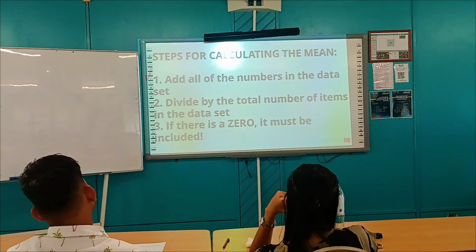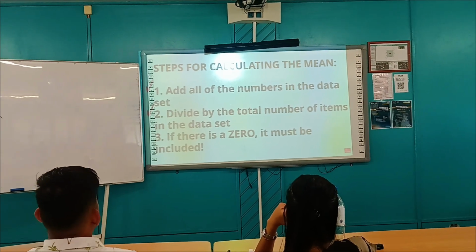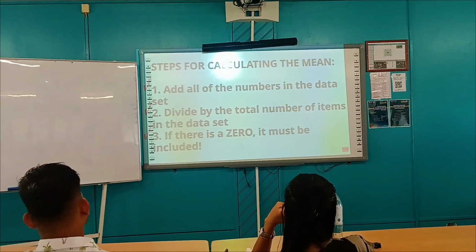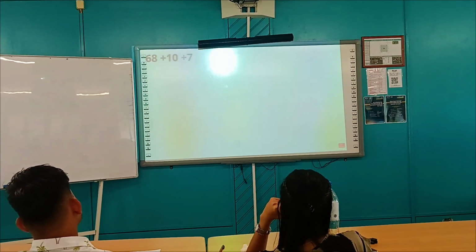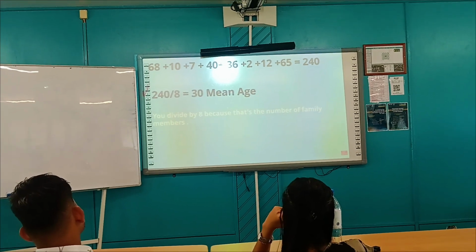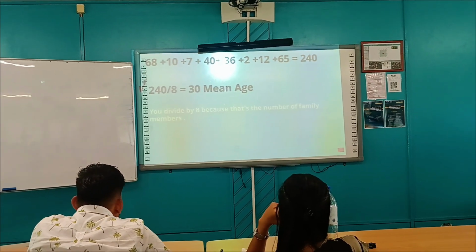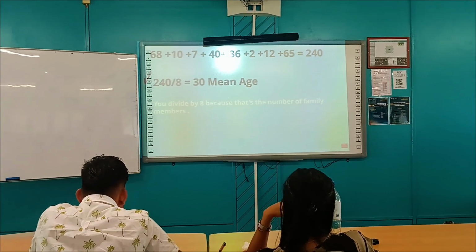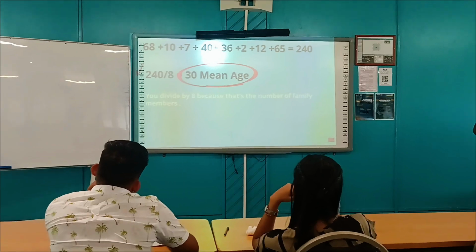We're going to add all the numbers in the data set. We're going to divide by the total number of terms in the data set. And if there's a zero, it must be included. Okay, let's add all the ages together. Now let's divide by the number in the data set. And remember, if there's a zero, it would be included. So we have 240 divided by 8, and that equals 30. So the average age is 30.